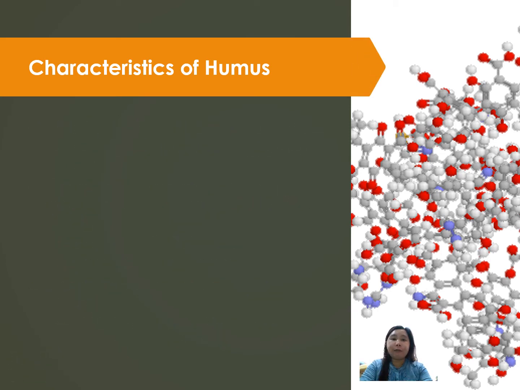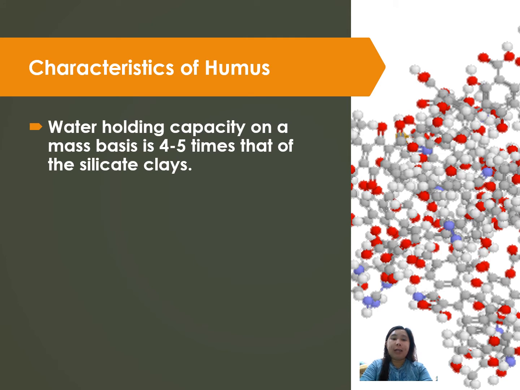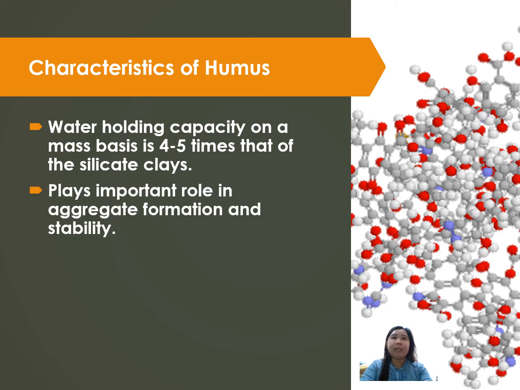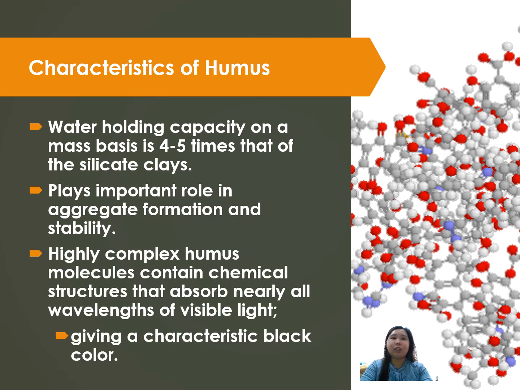Other characteristics of humus are it has a high water holding capacity, which on a mass basis is 4 to 5 times that of the silicate clays. And also, it plays an important role in aggregate formation and stability because it can act as a cementing agent or it can induce aggregation. The highly complex humus molecules contain chemical structures that absorb nearly all wavelengths of visible light, giving a characteristic black color.